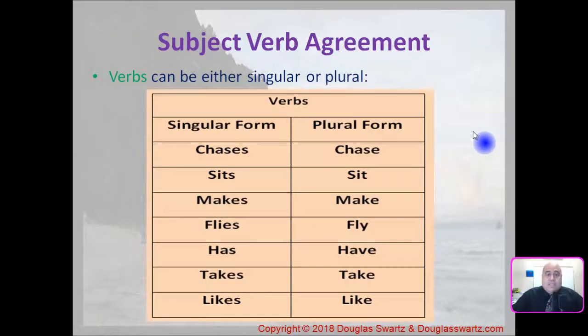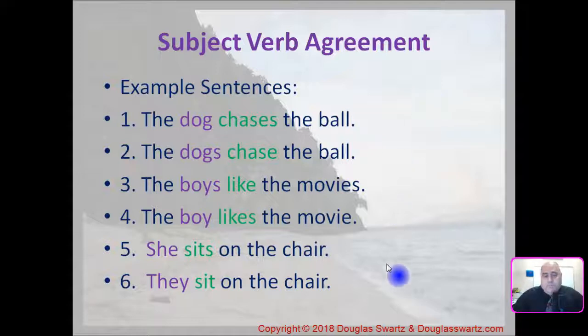Now let's look at some example sentences. These are some basic sentences. The first one, the dog chases the ball. There's one dog, so that is a singular noun, and it matches with a singular verb, which is going to have the S on the end. One dog, singular, chases, singular. More than one dog, plural form of dog, has the S. The verb, plural form, does not have the S. It's the opposite. So the dogs chase the ball.